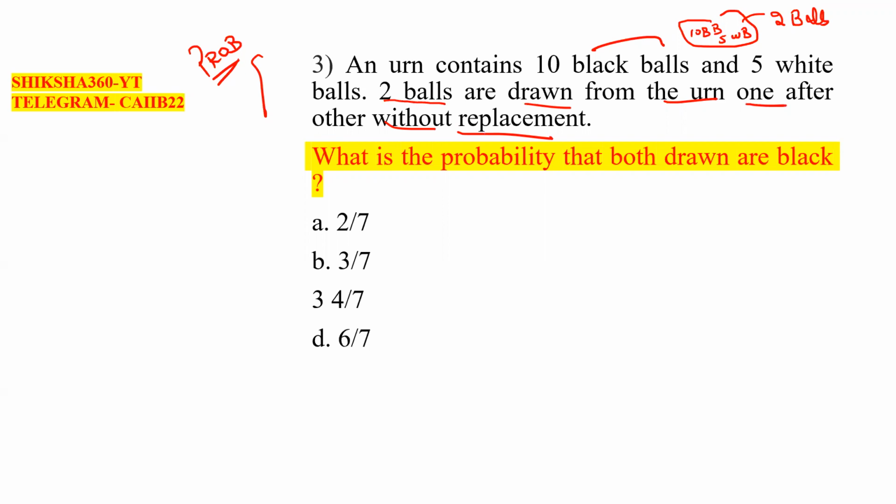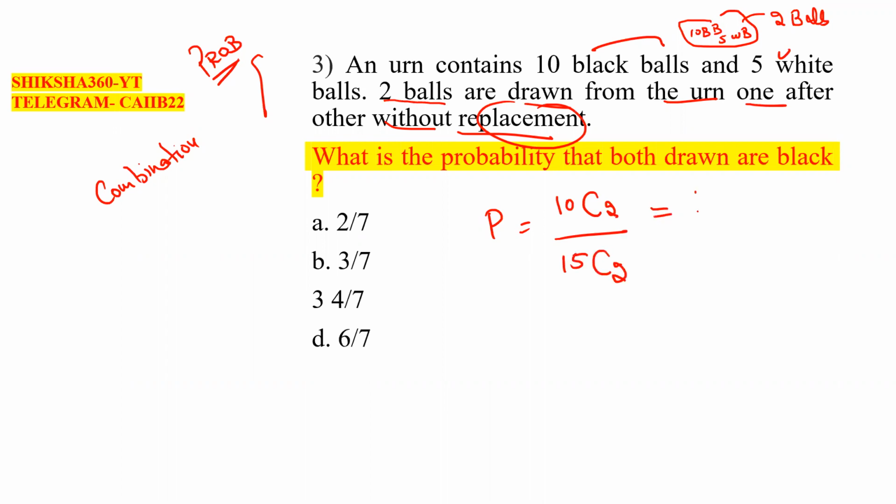So what is the probability that both drawn are black? Here we will use permutation and combination. We have 10 black balls and we have to draw 2 balls without replacement, so 10C2. The total number of balls is 10 plus 5, 15, and we draw 2 balls, so 15C2.